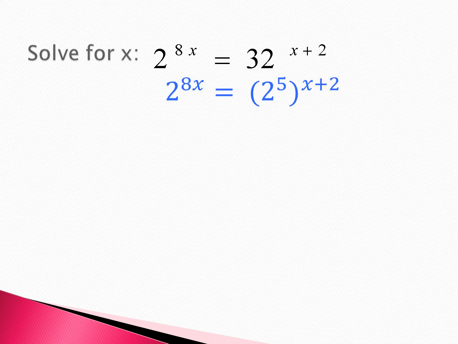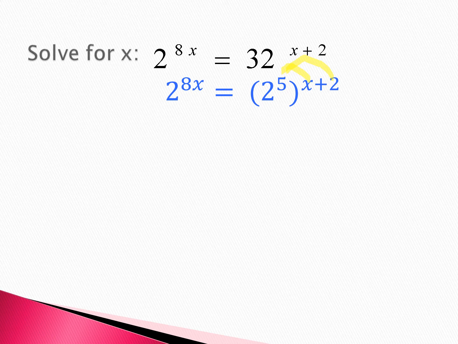Now, here's where you really need to be super duper careful when you're cleaning up these exponents. So right here, this is a 5. So I'm going to multiply 5 times x plus 2. But don't forget, you've got to distribute.